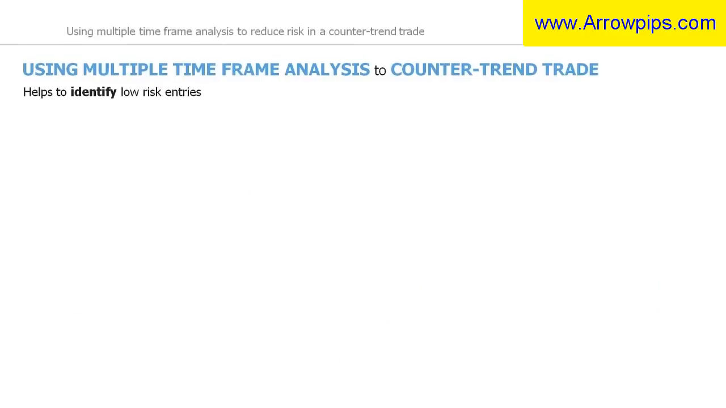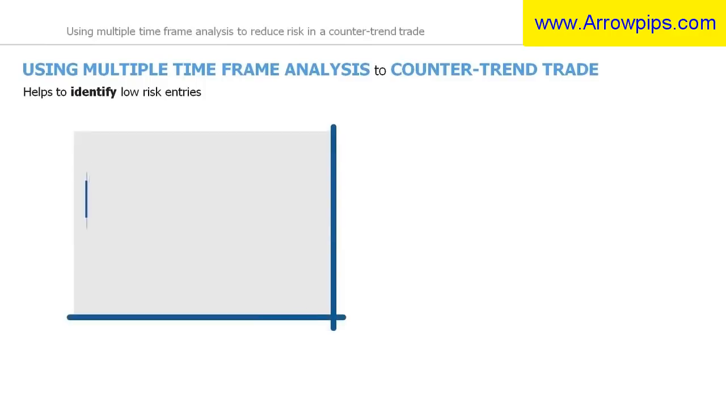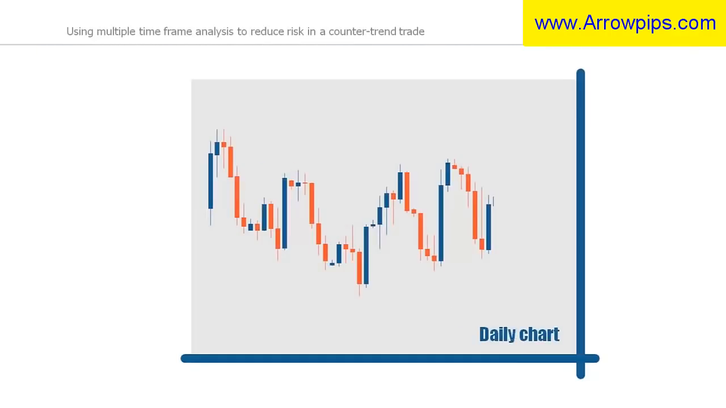Multiple time frame analysis can also be used when looking to counter-trend trade. When price hits a key support or resistance level on a higher time frame, for example a daily chart, it is very likely that price will stop because there are large traders observing those key levels, including banks and financial institutions that trade billions of dollars.